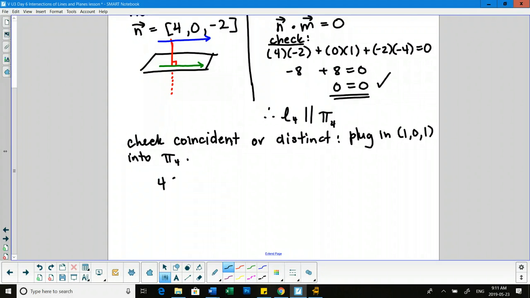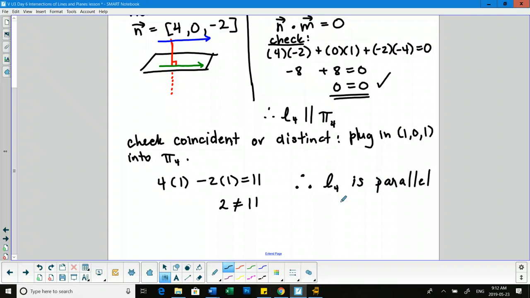Okay, so we'll have 4 times 1. Y is already 0, and then z times 1. And the question is, is this a true statement? Well, I think we get 2 equals 11 here, which we know is not true. So what does that tell me? Do they share points or do they not share any points? They don't share any points. So they're parallel and distinct.